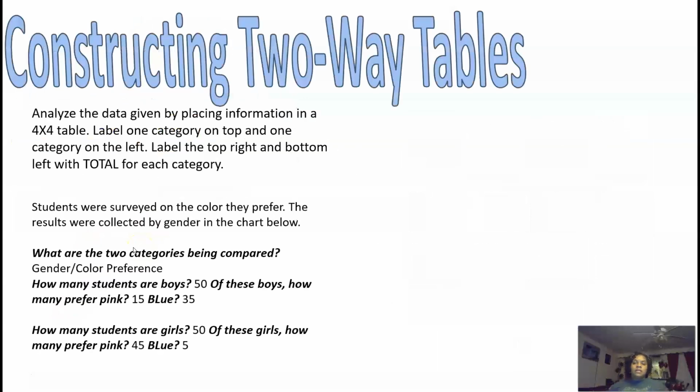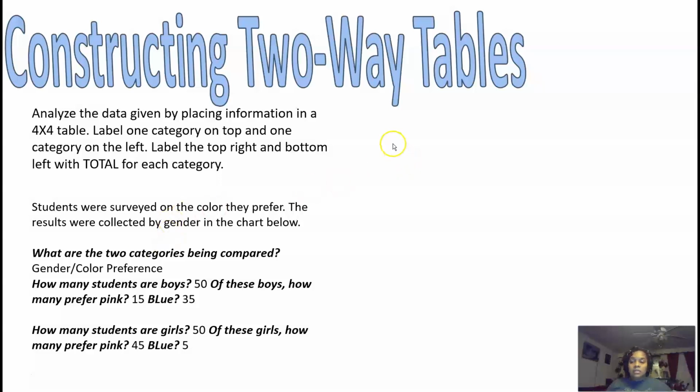So, constructing two-way tables. Analyze the data given by placing information in a 4x4 table. Label one category on top and one category on the left. Label the top right and bottom left. So the important thing here is to label.